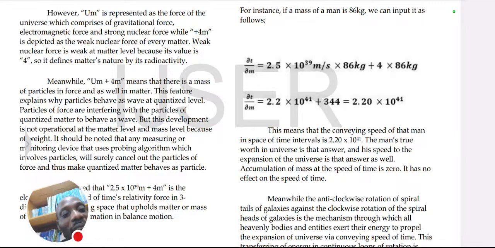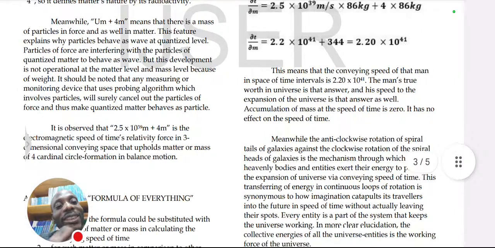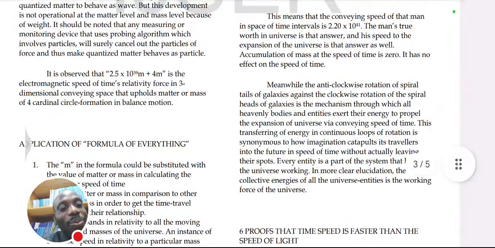So we put 86 kilograms in our formula, and what we get as the answer is dT/dM equal to 2.2 times 10 raised to power 41 plus 344. So 344 will be suspended to that extended zero. But the final result that we got is 2.20 times 10 raised to power 41. It seems as if that 344 has no effect on it, but it is being suspended but hidden. That is what we will dissect in the second publication.